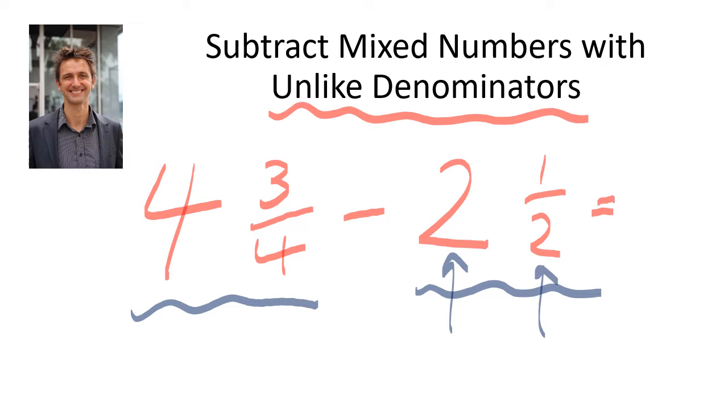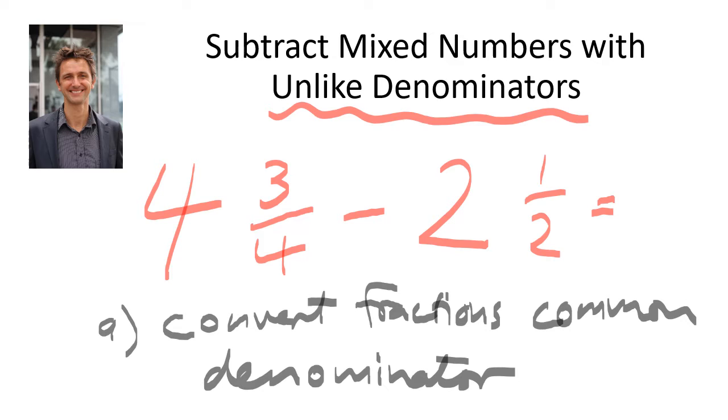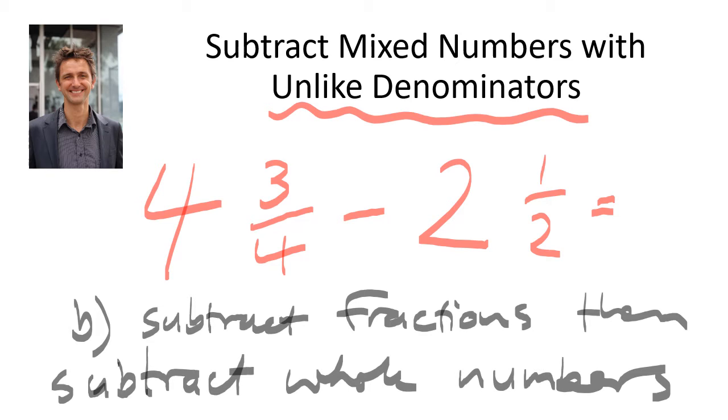Okay. And our success criteria, how we'd go about that might be, first of all, we're going to need to convert these fractions so they have a common denominator, and after we've done that, we're going to subtract the fractions and then we're going to subtract the whole numbers. Okay, let's get into that right now.